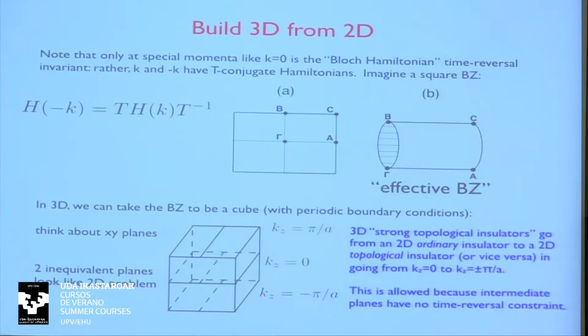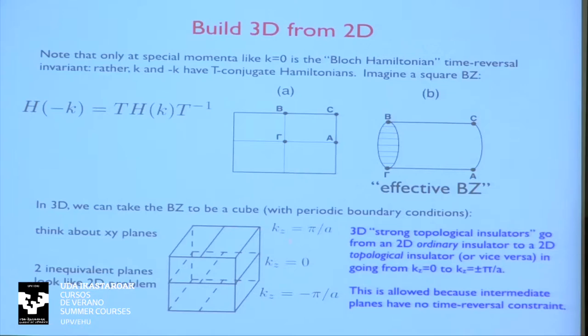And the interesting case is that in between, you don't have time reversal in the same way because time reversal takes you from minus kz to plus kz, which is really different. So that allows the following possibility. Basically, you could define a Z2 invariant for this plane, and you could define a Z2 invariant for this plane, but in between, by breaking time reversal, you might change the Z2 value, which is not defined in the middle.